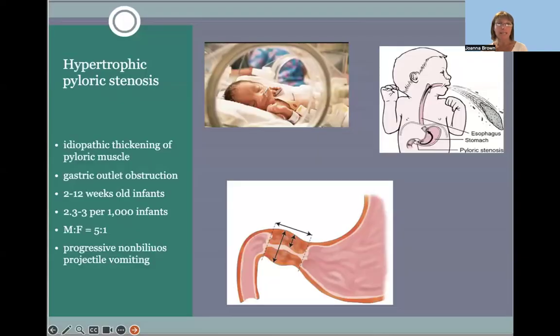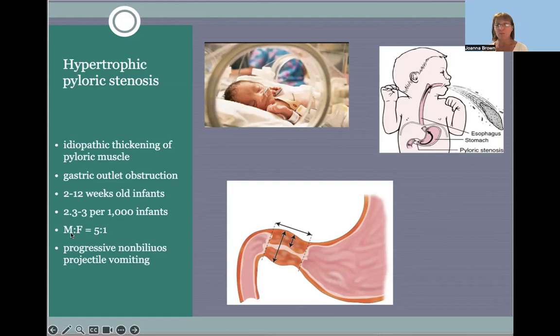So let's have a look at the stomach. Atresia of the pylorus of the stomach is very, very rare. But the abnormality which is much more common is hypertrophic pyloric stenosis, which is the idiopathic thickening of the pyloric muscle that you can see here, which is causing the obstruction of the outlet of the stomach. It's very common in slightly older children, infants between 2 and 12 weeks of life, and it's quite common, up to 3 children per 1,000 infants.